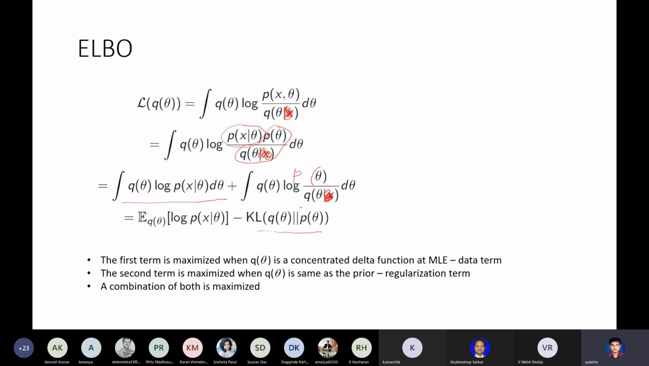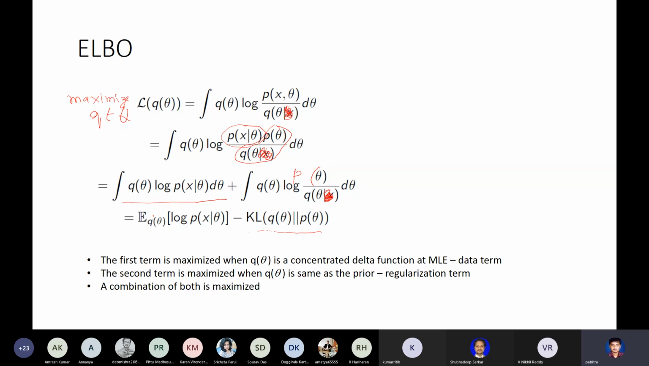Remember, we have to maximize this. So this is the KL divergence between q(theta) and p(theta). In fact, the negative of the KL divergence, because q(theta) should be in the numerator and p(theta) in the denominator, and we just put a minus sign, it will get reversed. So it is minus the KL divergence between q(theta) and p(theta).